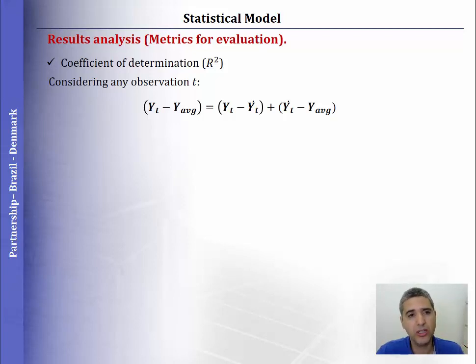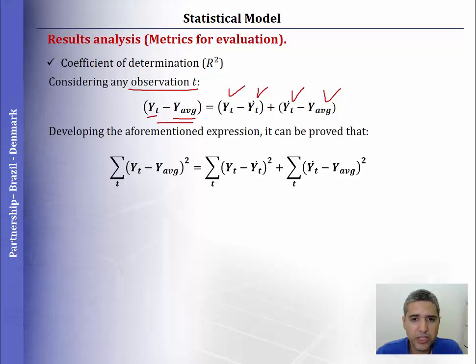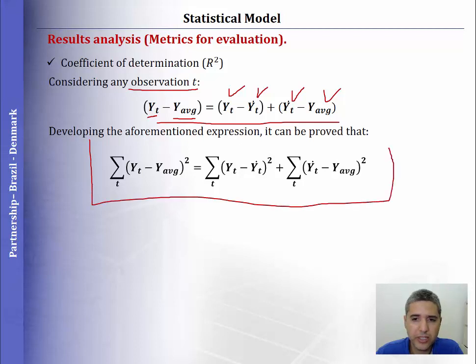we have the R-square, which is the coefficient of determination, and it can be computed as follows. Taking into account any observation t, we can compute the difference between the actual value for a month t minus the average value considering all months during the period of analysis. It can be written as the difference between the actual value and the model, plus the value obtained by the model minus the average value.